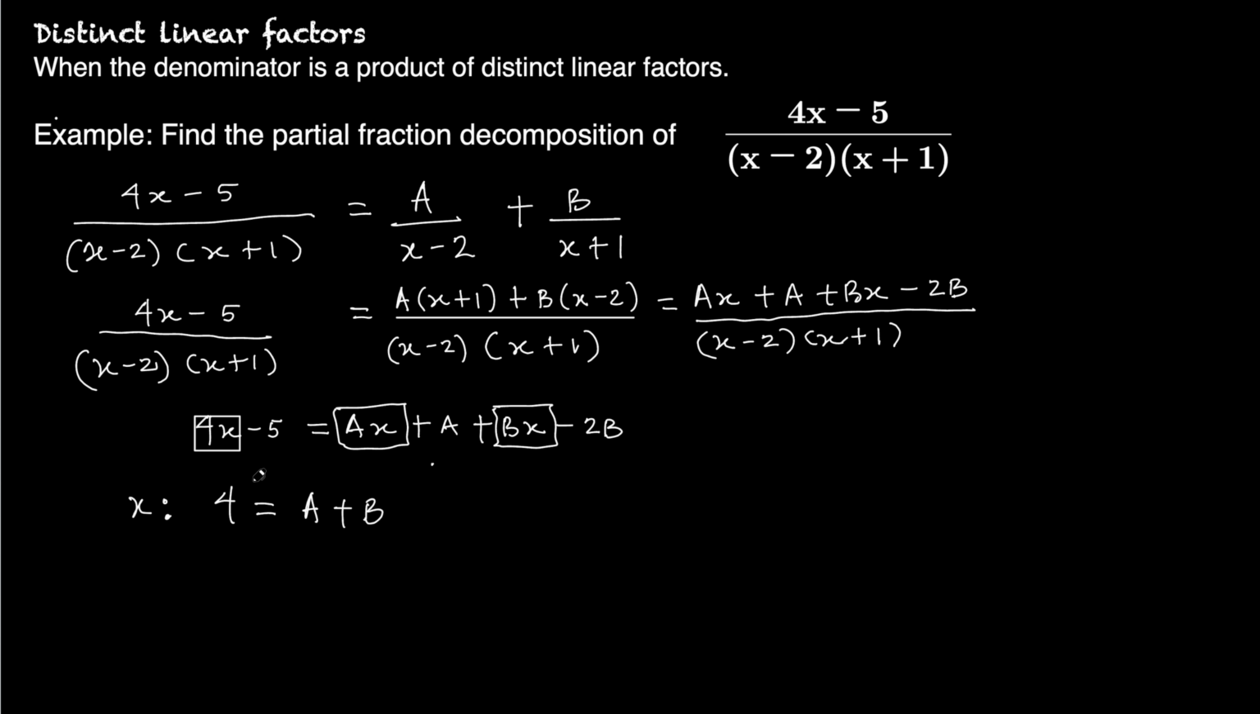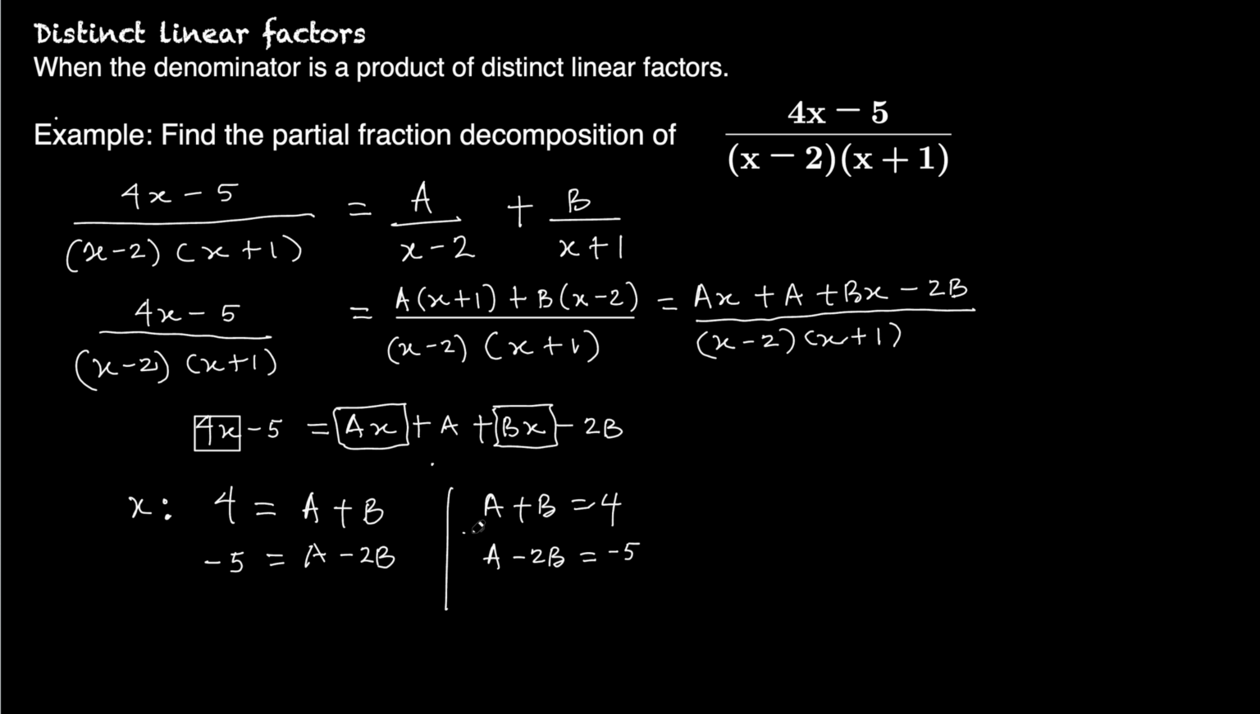And now for the constants, which are the standalone part in this equation, that is, the standalone variable, not like ax and bx. So we have a and negative 2b. So this is going to give us negative 5 equals a minus 2b. We can write it in the more conventional way, which is a plus b equals 4 and a minus 2b equals negative 5. So we have to solve this simultaneously.